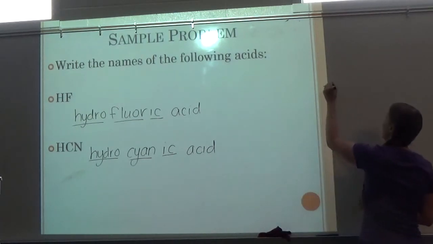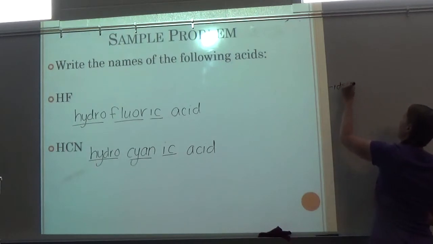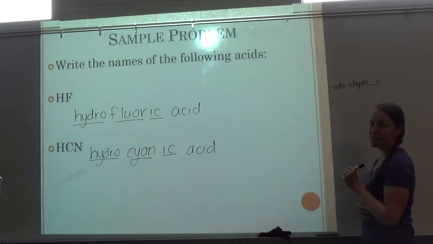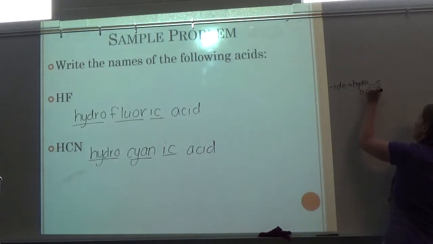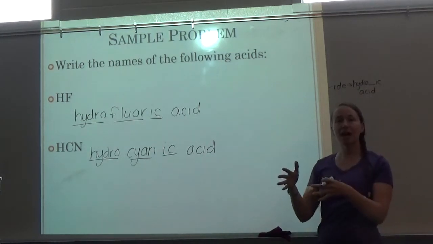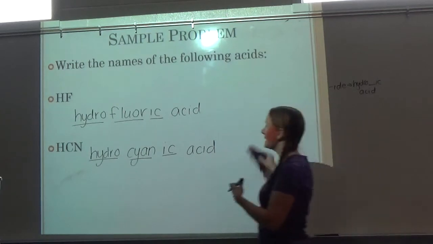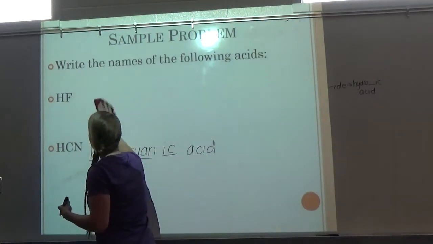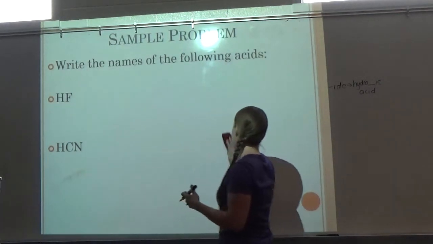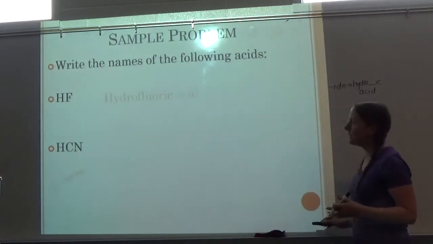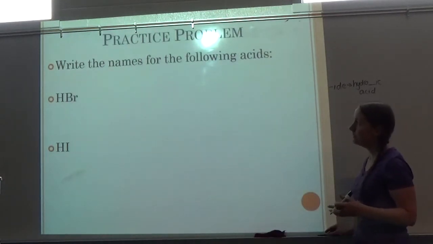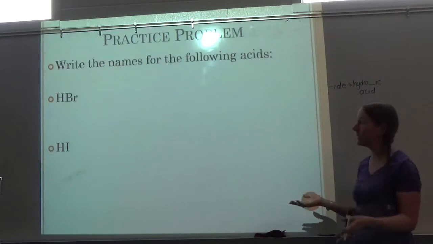So when we have "ide", we just add hydro blank "ic" acid. Here, I'll put acid underneath just so you don't forget about acid. So if it ends in "ide", it becomes hydro blank "ic" acid, and the blank is just filled in by whatever that anion is. All right, so here, you try a couple. Pause it, try it, and now we'll look at them together.